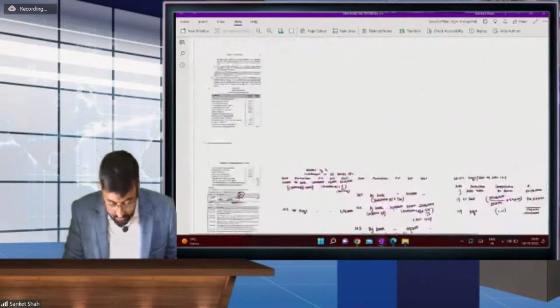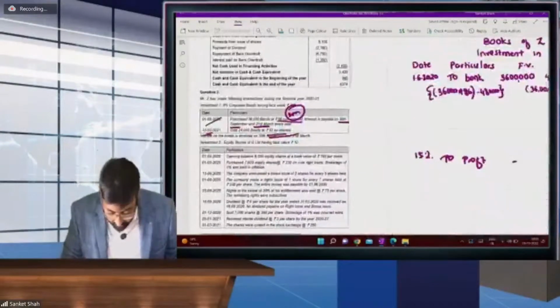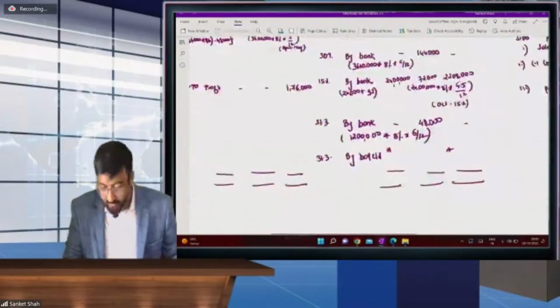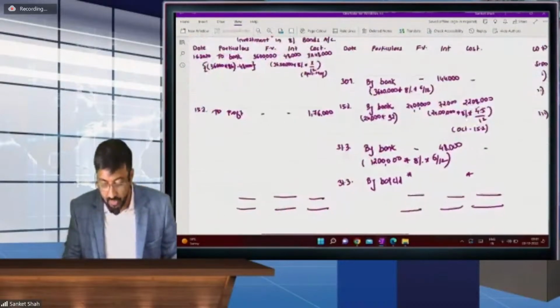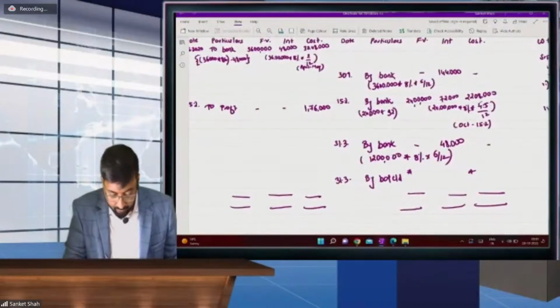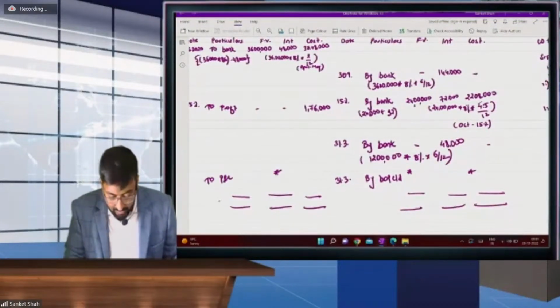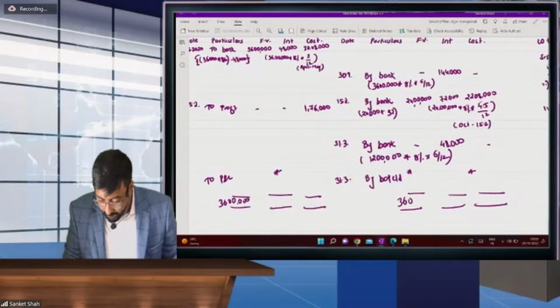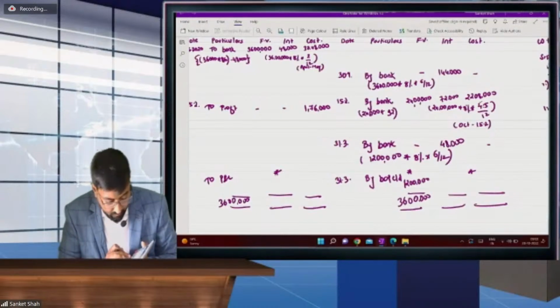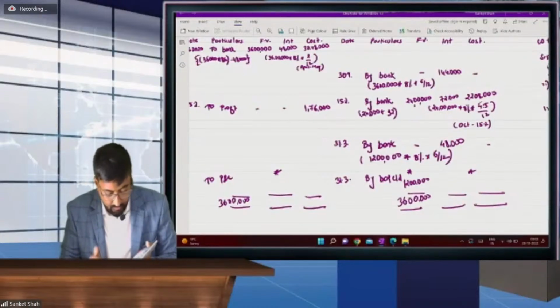Interest received date and payment date are same, no? 31st March. So no interest receivable outstanding and to P&L. Yes, now you only tell me. By balance carried down. Don't copy. 30 lakh 48 plus 176.